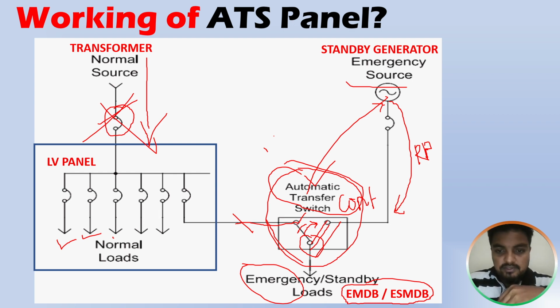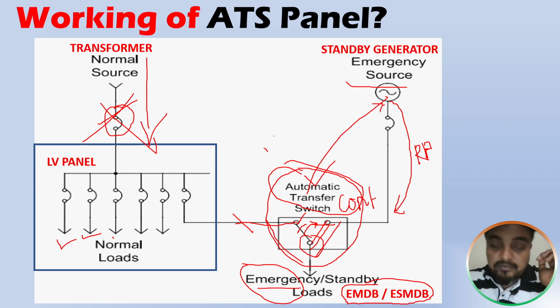All these poles can be shifted. Here we show only one line for simplification, but in the actual ATS panel we have more, 4 pole or 2 pole. If it is 3 phase, it will be 4 pole. If it is single phase, we have 2 pole. All 4 poles will directly connect to this point, then only we will get power for these emergency loads.